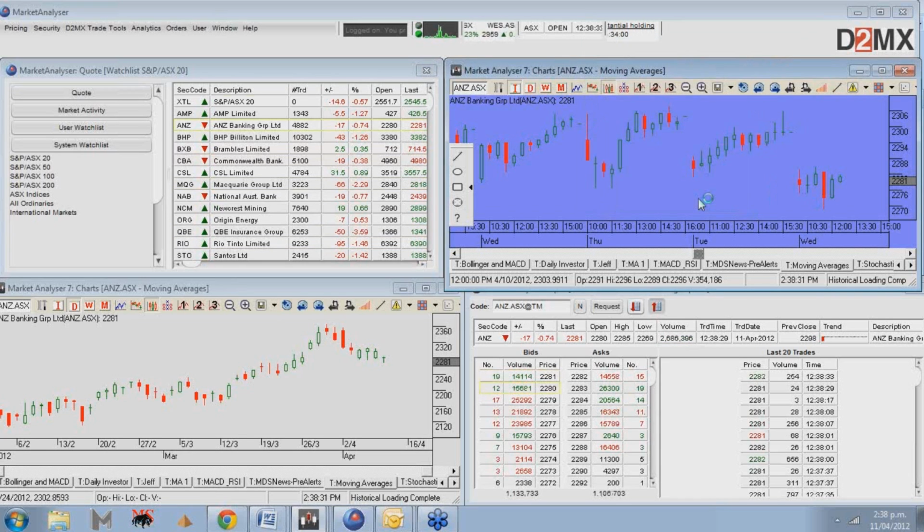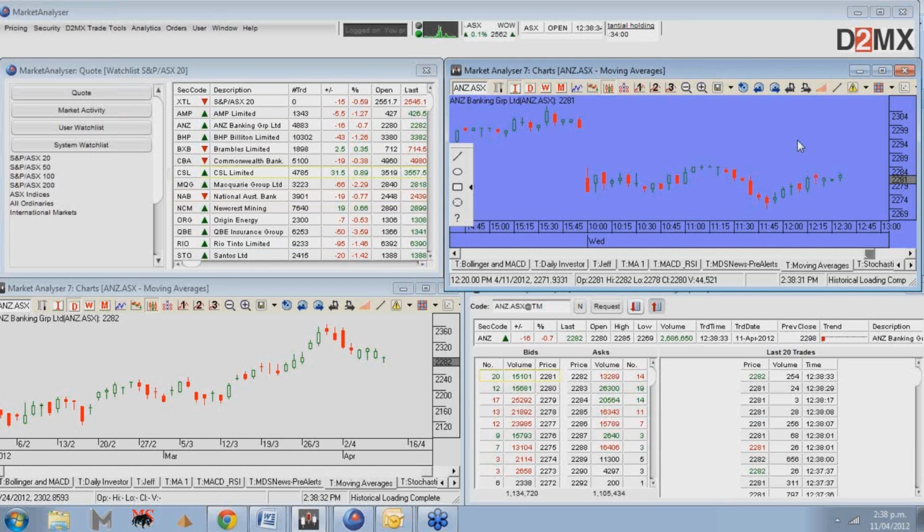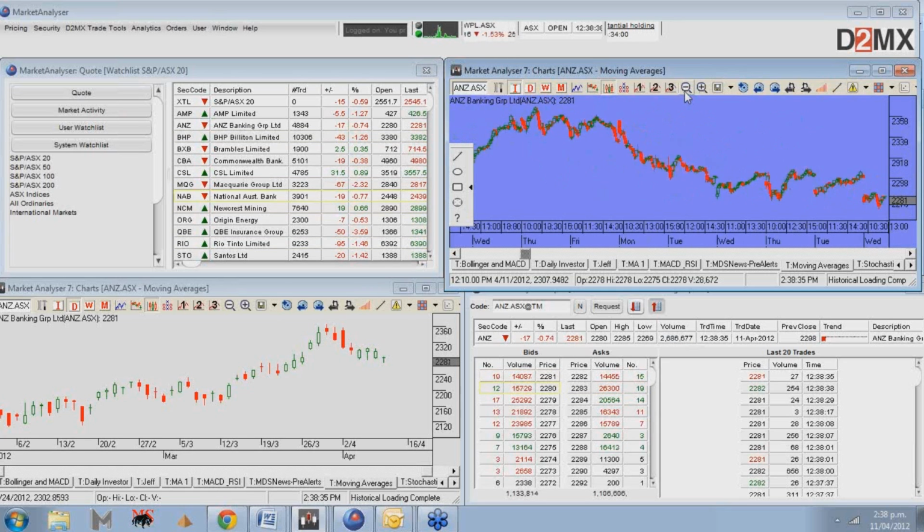We'll tell it OK on that one, and now we'll have more data loaded. We scroll out for ANZ. We go back almost 2 weeks, over 2 weeks now, rather than the 5 days from before.